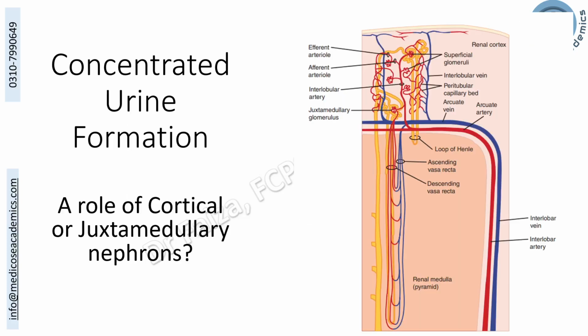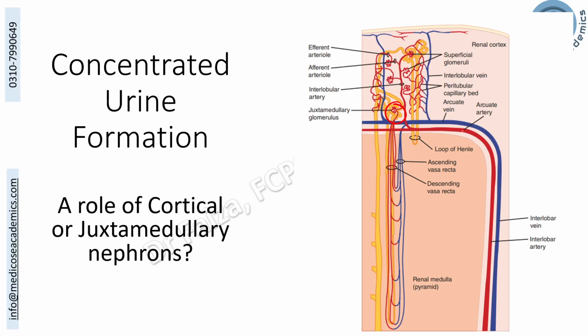So, starting from the basic concept, as we have discussed dilute urine formation, now is the concentrated urine formation, and here comes the role of the juxtamedullary nephrons. As we discussed while discussing the physiological anatomy of the kidney, 20 to 30% of nephrons are juxtamedullary nephrons, where the glomerulus is present almost at the corticomedullary junction, and their loops of Henle are so long that they dip down even to the tip of the renal pyramids.